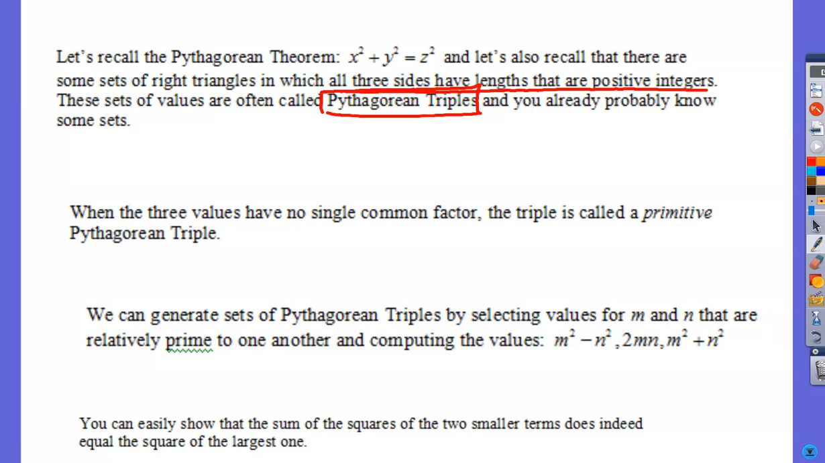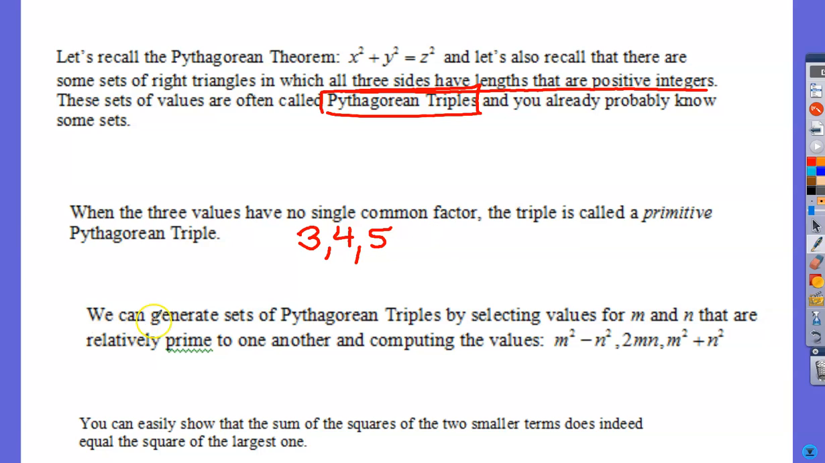When the three values have no common factor, for example 3, 4, 5, there's no number that you can divide them all by. This is called a primitive Pythagorean triple. And so this is the one that you can build other triples from.